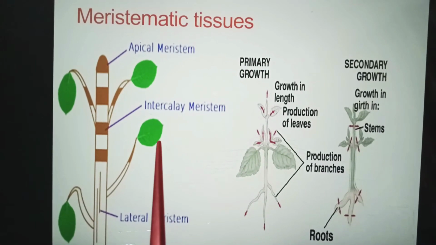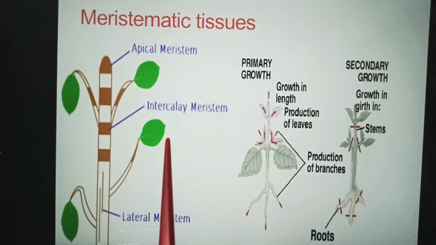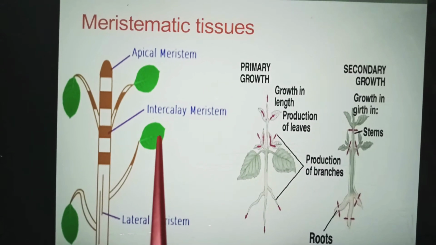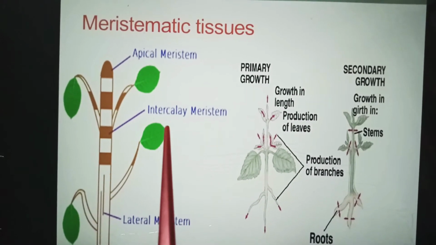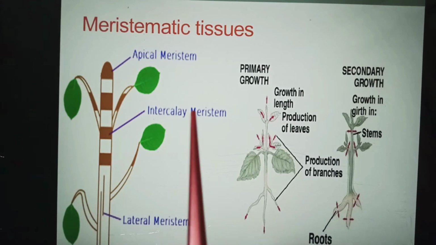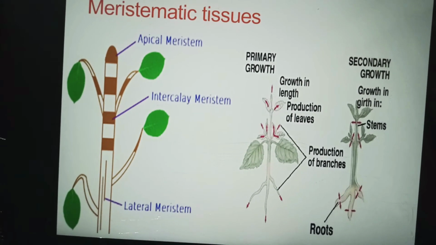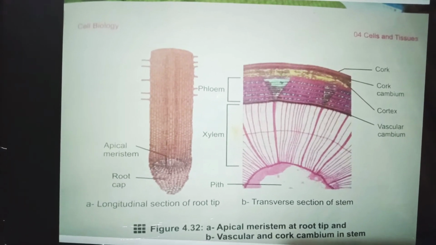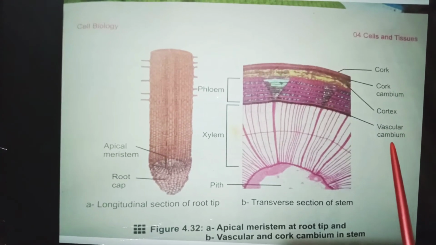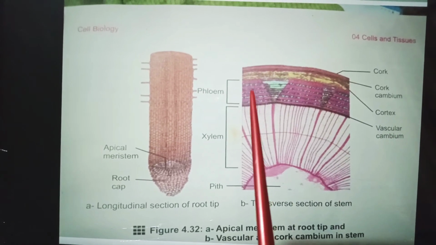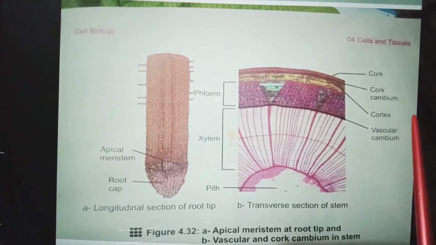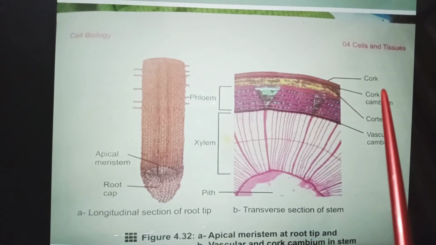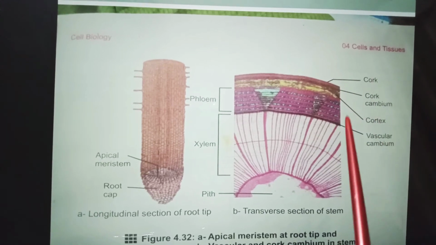Intercalary meristem is in the form of small patches among the mature tissues. These are common in grasses and help in the regeneration of the parts that are removed by herbivores. Next are vascular cambium and cork cambium. The vascular cambium is located between xylem and phloem, while cork cambium is located in the outer lateral sides of the plant.